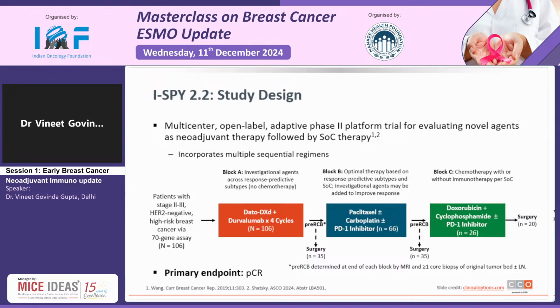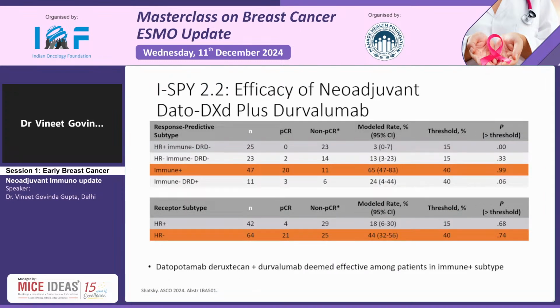If this fails, block 2 is paclitaxel with a PD-L1 inhibitor. Again, if the patient is in complete remission, they can go to surgery. And the third block is AC with a PD-1 inhibitor. So the blue and green blocks are kind of the standard which is available after KEYNOTE-522, but we have added dato-DXd durvalumab before the blue and green areas. The goal is to see if we can optimize the therapy for these patients and whether many of the patients can actually avoid chemotherapy.